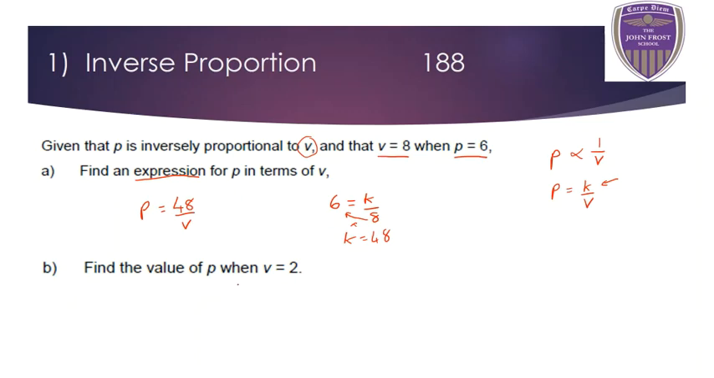Part B then is asking us to find the value of P when V is equal to 2. With inverse proportion, if the value for P goes up, then the value for V goes down, and it works in that way. So P is equal to 48 divided by V is the expression, and we know that V is equal to 2. So we substitute 2 into the formula. It'll be 48 divided by 2, and 48 divided by 2 is 24. So P will be equal to 24.